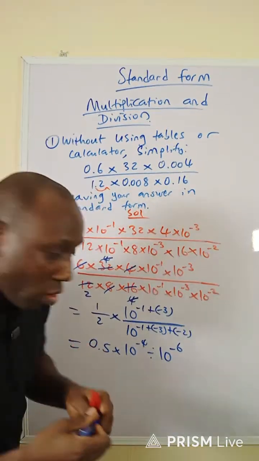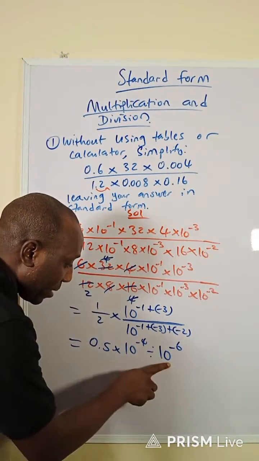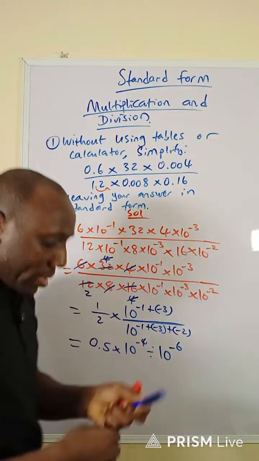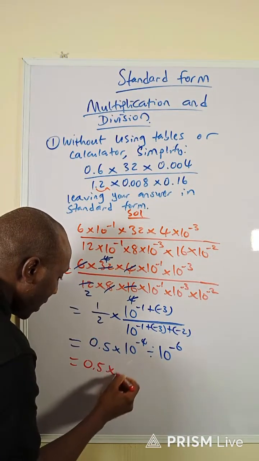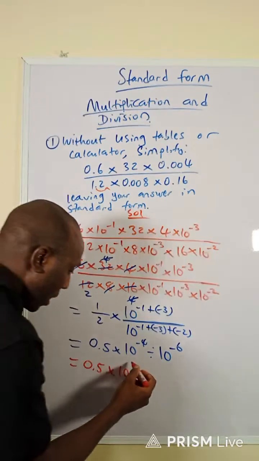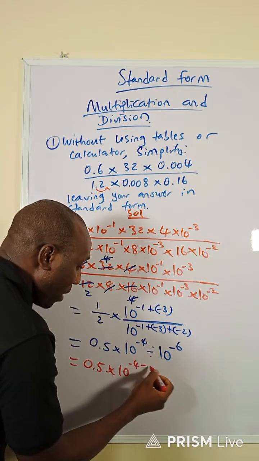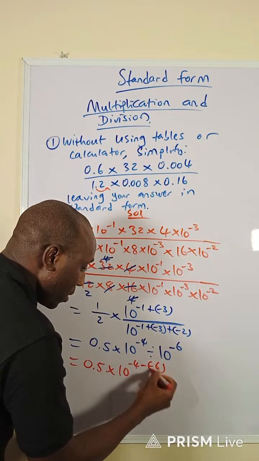Law of indices, division law. We're dividing 10, 10, same base. You would subtract the exponent. So I'm going to have 0.5 times 10 raised to the power of what? Minus 4 minus negative 6.